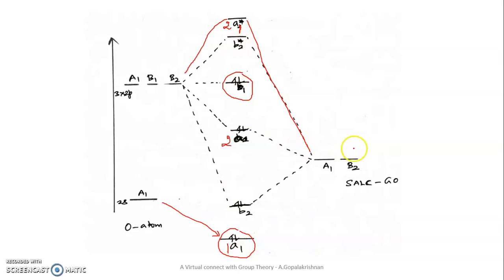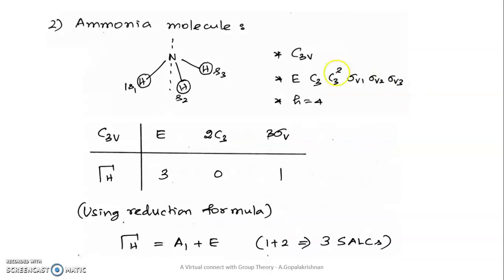Now we'll see the second molecule. Here I have taken the ammonia molecule. You know very well, the ammonia molecule is trigonal pyramidal in shape. It belongs to the C3v point group, and these are all the symmetry operations. Order of the group is 6. So now what we have to do?